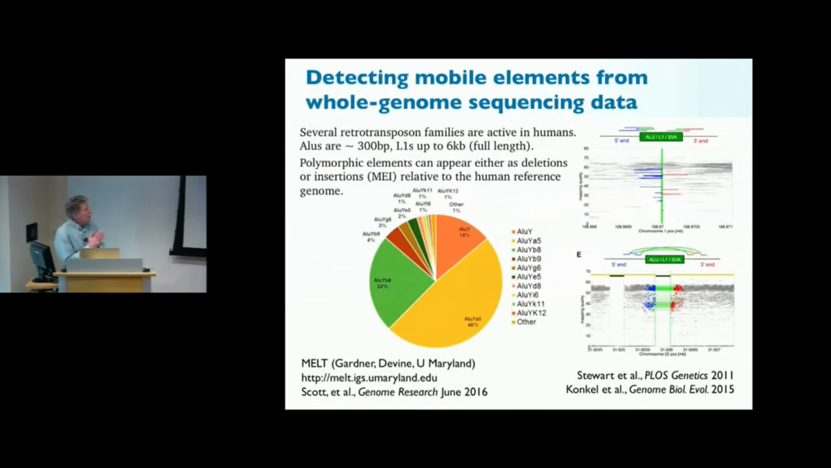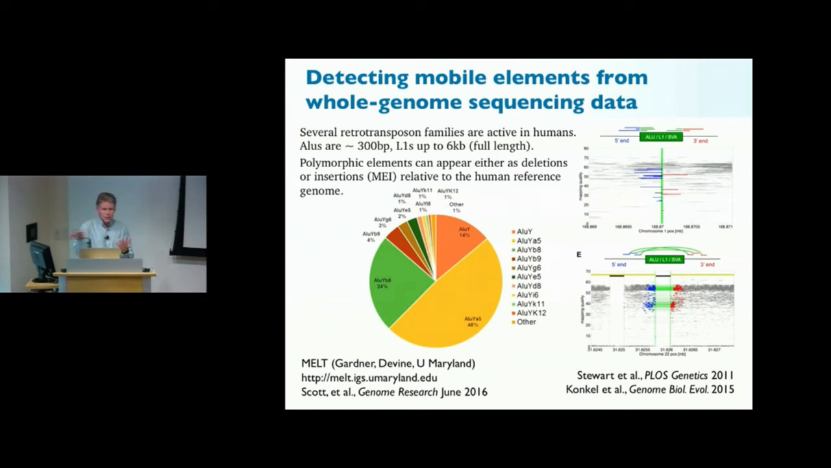Another important theme that emerged in the 1,000 Genomes Project is that sometimes it's really useful to have specialized methods for specialized kinds of variants. So for example, there are mobile elements in the human genome. These are retrotransposons that are active in the human lineage. They're generally copy and paste retro elements, so there's one copy in the genome and it will make a copy of itself somewhere else.